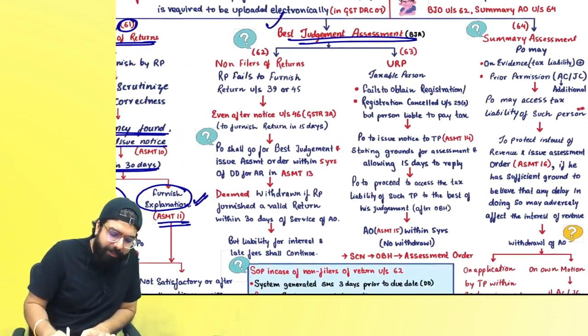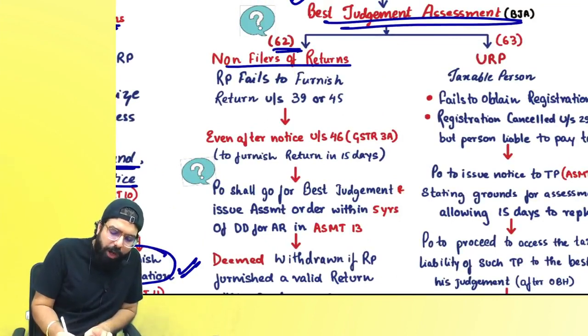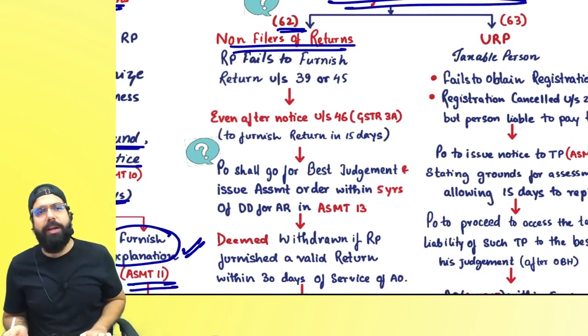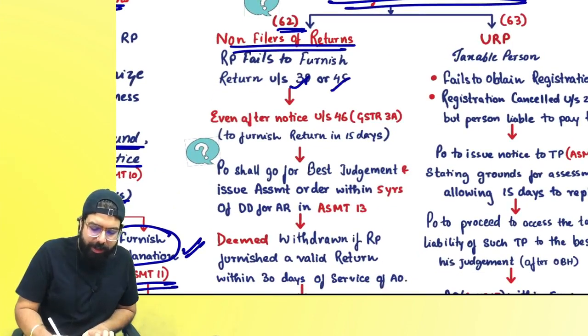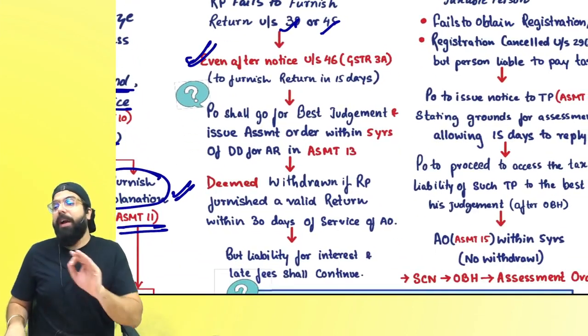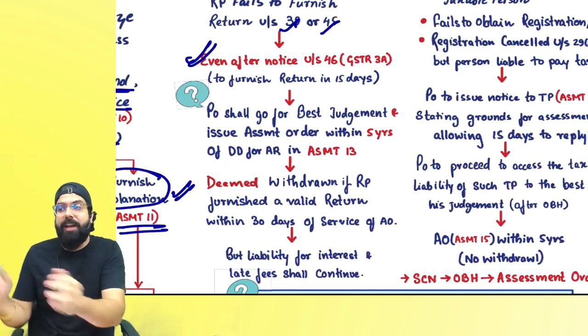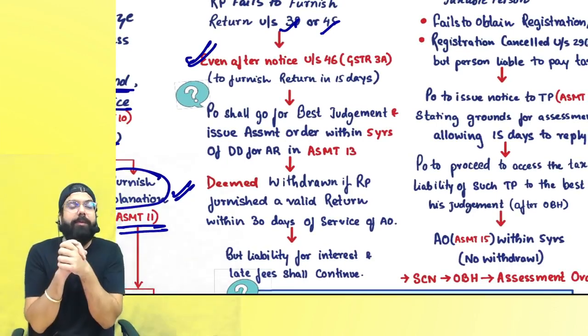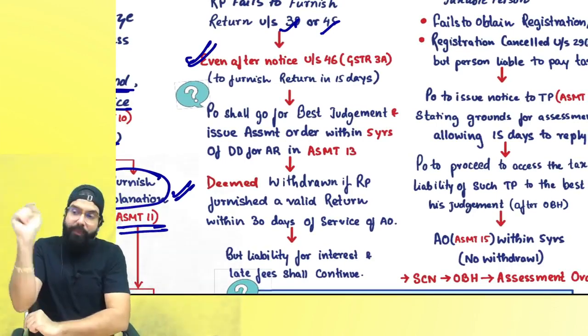Then best judgment. Best judgment is section number 62, non-filer of return. If you have not filed your monthly return or final return, they will give you a notice under section number 46, which is GSTR 3A, and tell you to file the return within how many days? 15 days. If you file the return, very good.